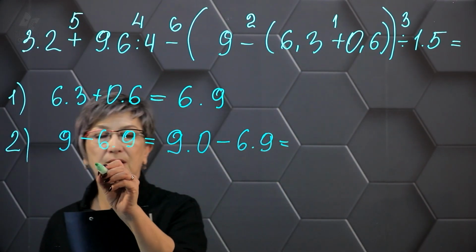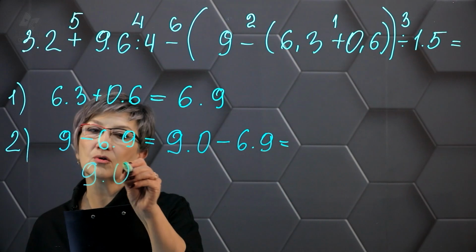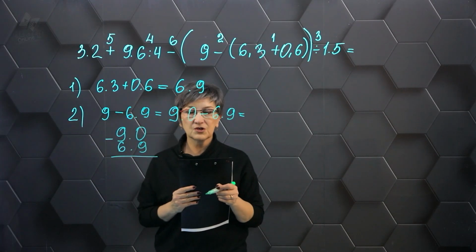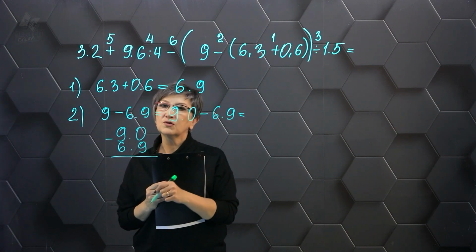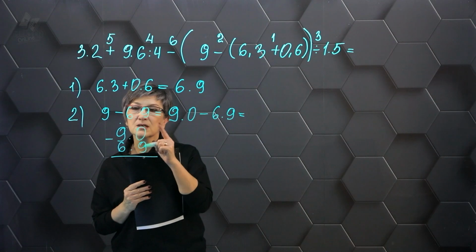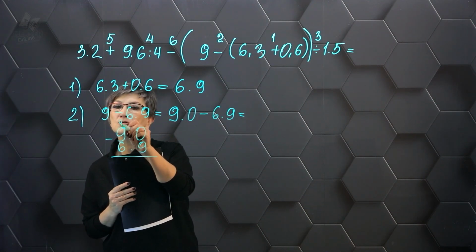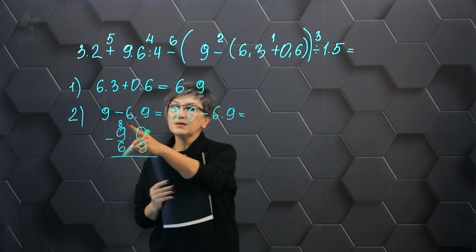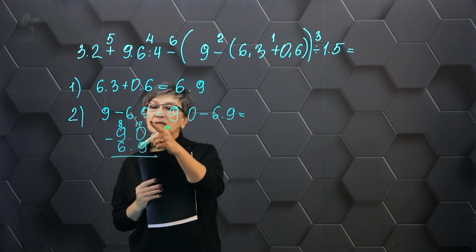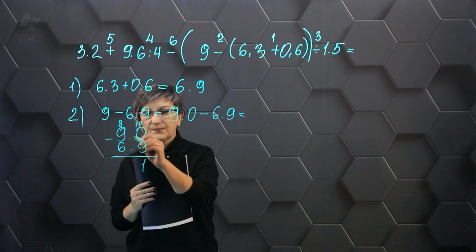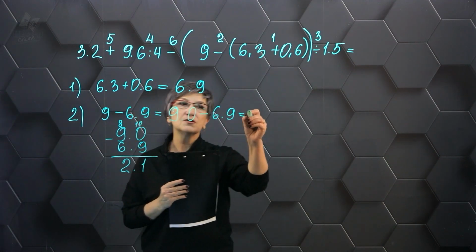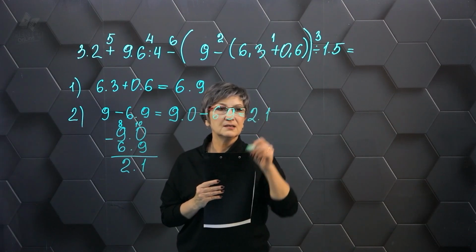So, 9.0 minus 6.9. And I'm doing the subtraction. Since it is impossible to subtract 9 from 0, I will borrow a unit from the 9. That leaves me with 8, not 9, so that I don't forget, I've written the 8 here. And now I'm going to subtract. 10 minus 9 is 1. A decimal point. And from 8, minus 6, that would be 2. The outcome is 2.1.